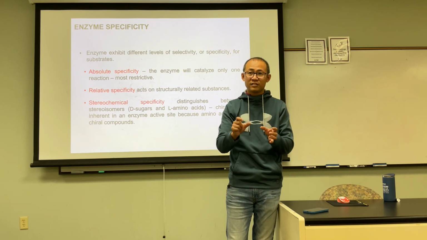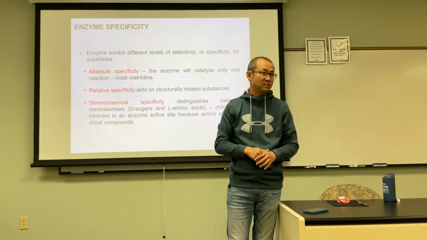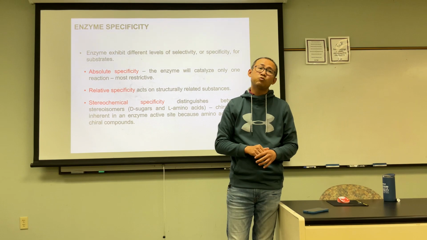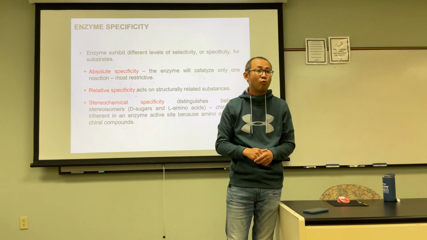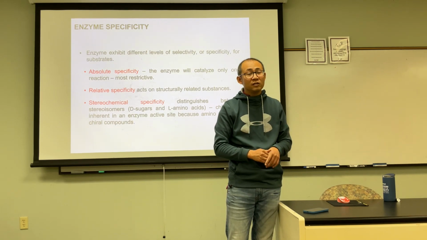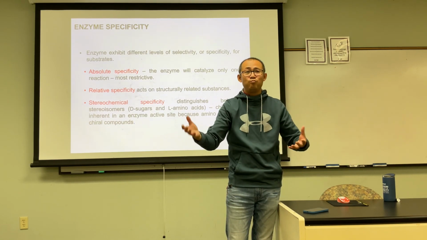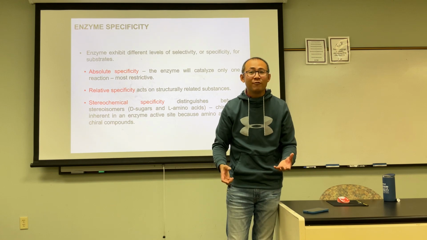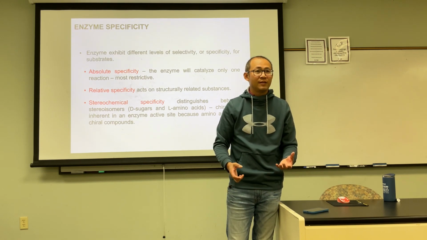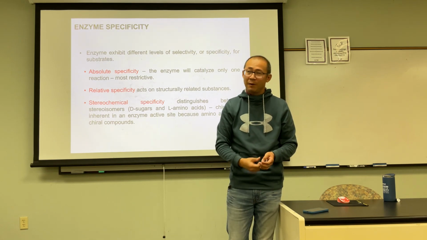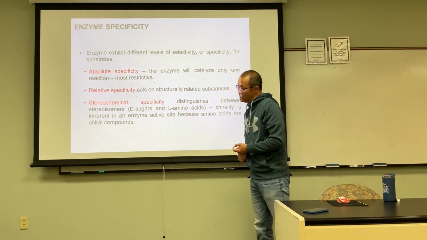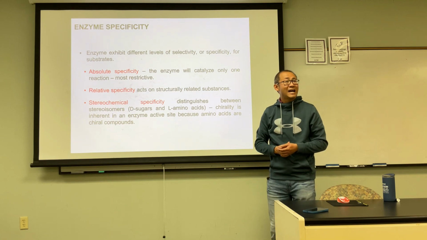Enzymes are strict on the reaction they catalyze. That's why we have so many enzymes for so many reactions. We don't just have one enzyme that does everything. In many cases we have one enzyme for one reaction. That's why we talk about specificity. Enzymes are specific. But with regard to specificity, we have different types or levels.